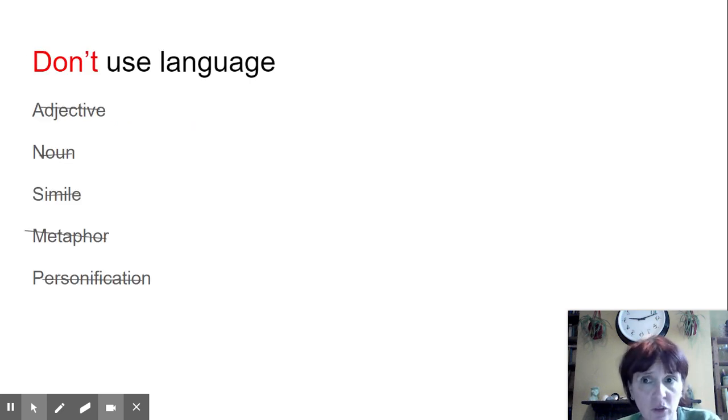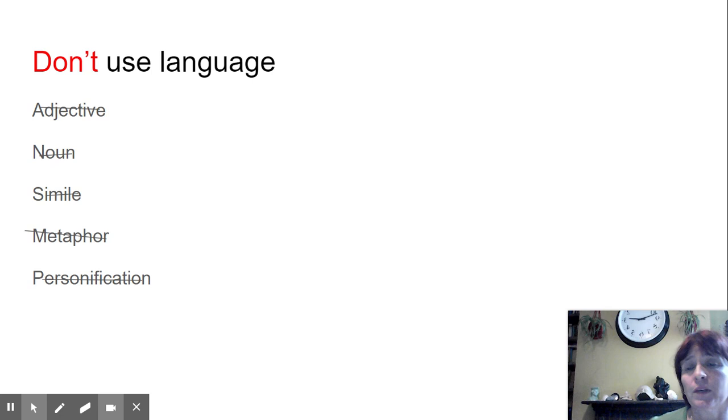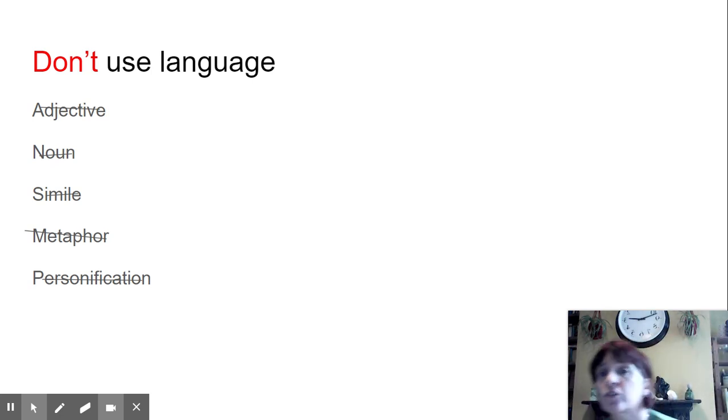Other tips: you do not refer to language in this answer. We spent all the last few weeks talking about adjectives and nouns and similes. They are not relevant in question 3. We do not want them. So don't use those.